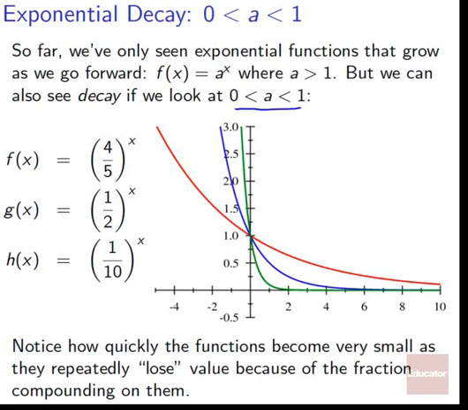So here are some examples. If we have 4/5 to the x, we see that one in red. 1/2 to the x, we see that one in blue. 1/10 to the x, we see that one in green. So notice how quickly the functions become very small as they repeatedly lose value because of the fraction compounding on them. Right? 1/10 becomes very small. By the time it's gotten to just 2, we've got 1 over 10 squared, which is equal to 1 over 100. So it becomes very, very small. By the time we're at 1 over 10 to the 10th, we're tiny, absolutely tiny.